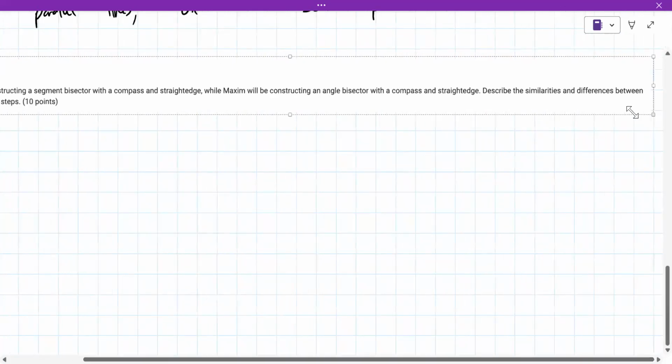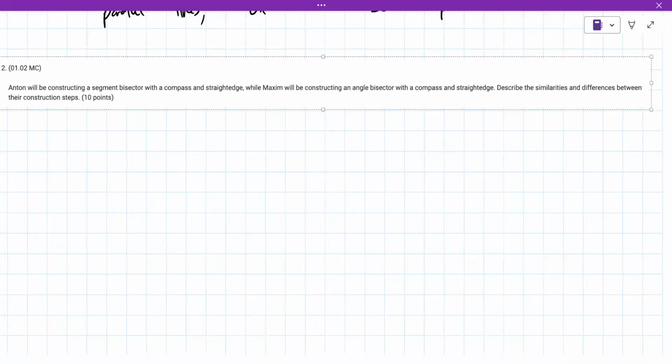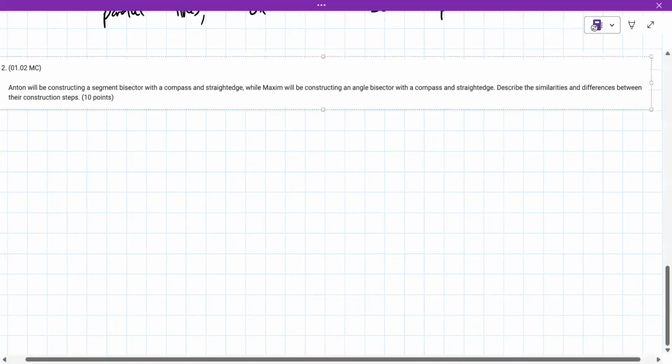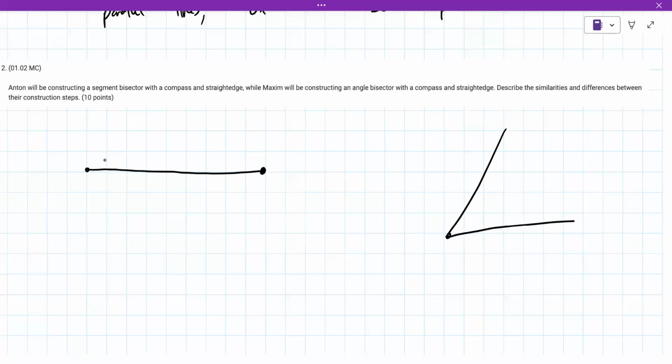Is this everything? Yeah, I think so. Below is just a text box. There are ideas and stuff from the notes, like the steps. So what do you think we need to include here? Similarities and differences between their construction steps.